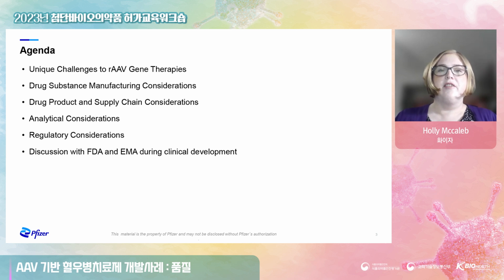I will start with unique challenges to AAV gene therapies overall, then move to drug substance manufacturing topics, drug product and supply chain considerations, analytical topics, regulatory considerations, and finally, a review of discussions with FDA and EMA during clinical development. I would like to note that in some cases there is an R in front of the AAV to denote reference to recombinant adeno-associated virus products. For the purposes of this presentation, RAAV or AAV designations will be used interchangeably.